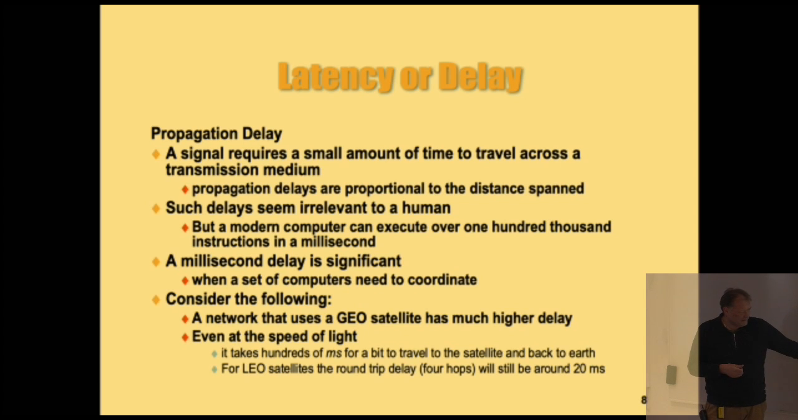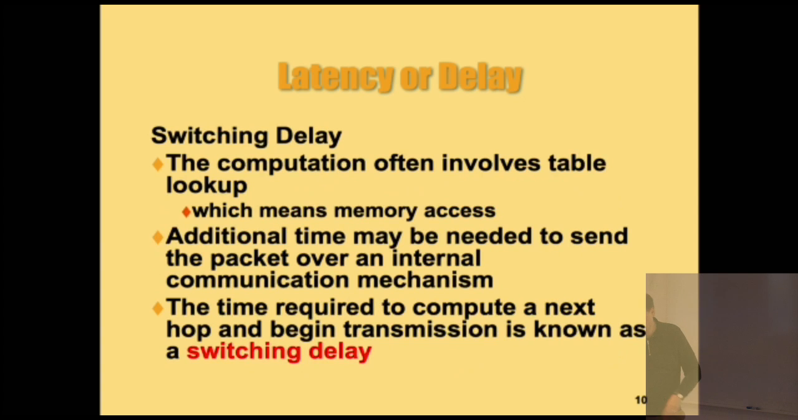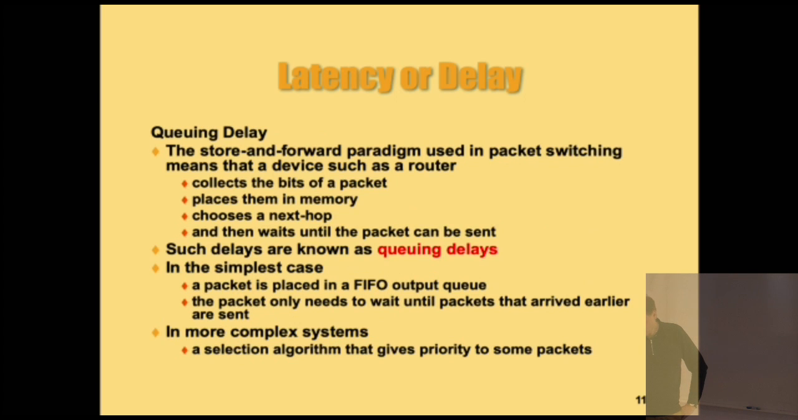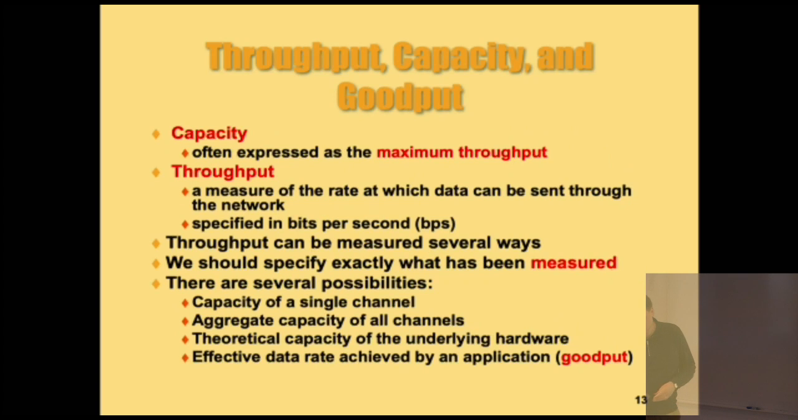But here we add, as you see, for low orbit maybe 20 milliseconds. A geostationary can add 100 milliseconds or a couple of hundred milliseconds. So that's a long time. Well, access, I think we covered most of that already. The switching delay as well. And the queuing. We'll come back to talk about queues a little bit when we talk about quality of service. And then we have the server also. So we covered most of the delay now.